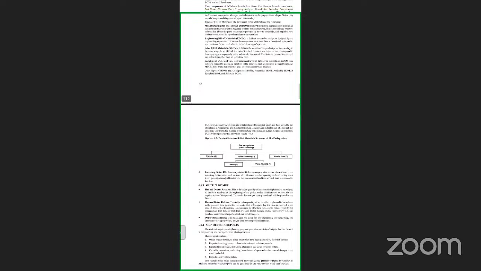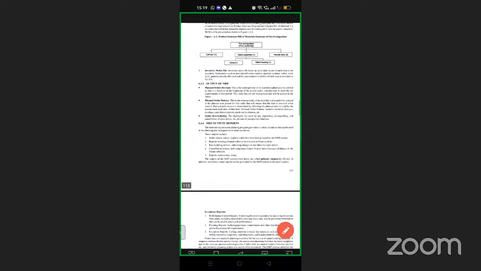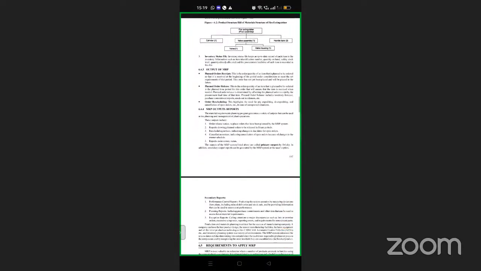Output of MRP: planned order receipts, planned order release, order rescheduling, and MRP output reports. It includes order release notices to place orders that have been planned by the MRP system, a report showing planned orders to be released in future periods, rescheduling notices indicating changes in due dates for open orders, cancellation notices indicating cancellation of open orders because of changes in the master schedule, and reports on inventory status. The outputs of the MRP system listed above are called primary outputs.